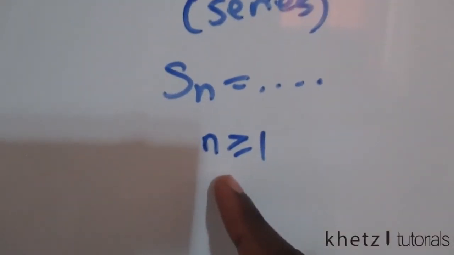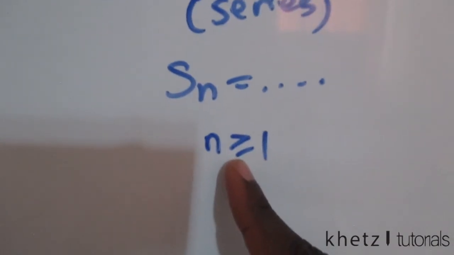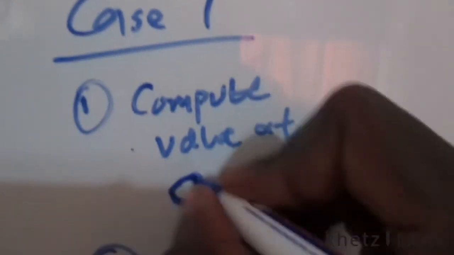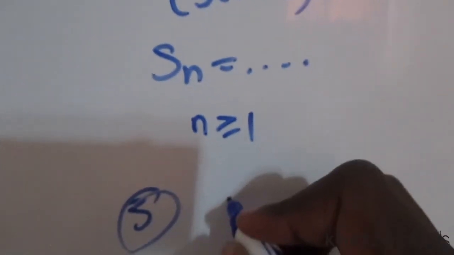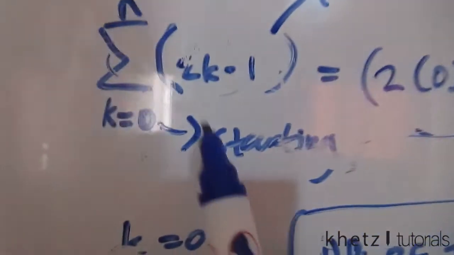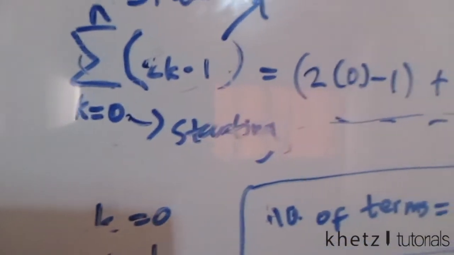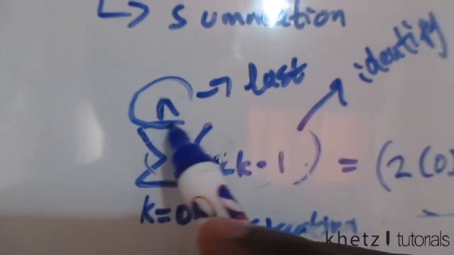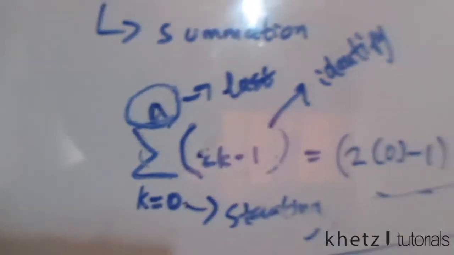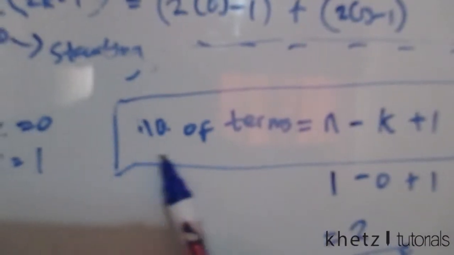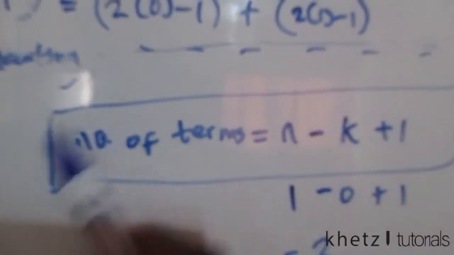So you can't start the sum at 0 for this kind of formula. First, you're going to find the value at 0, and then last, you're going to add the rest. So if you find the value at 0, then you find the values from 1 up to the terminal point over here. And to do that, you have to find the number of terms in your series.